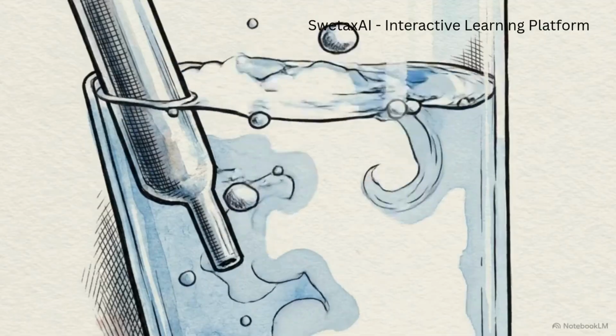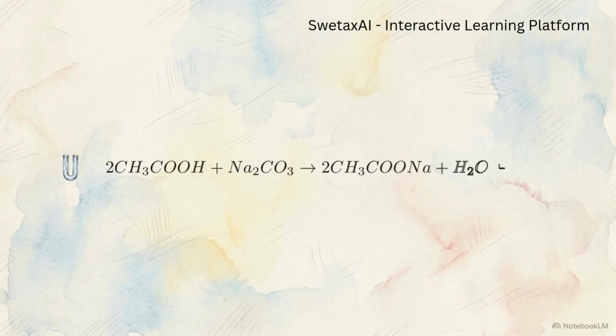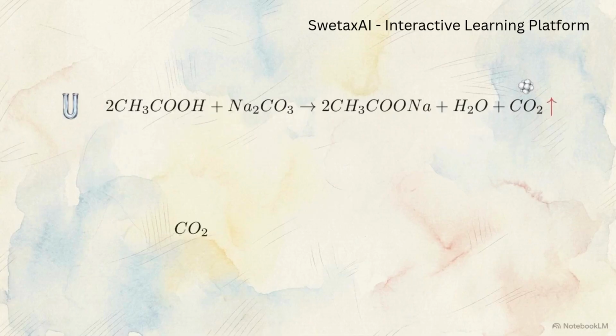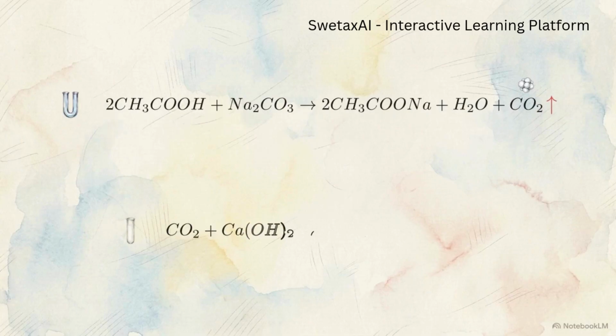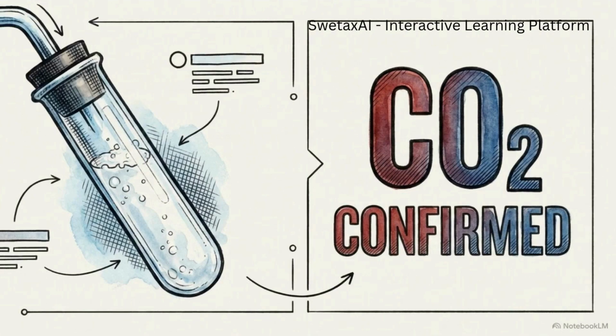Looking at the equation, ethanoic acid reacts with sodium carbonate to create sodium acetate, water, and escaping carbon dioxide. In the second tube, carbon dioxide mixes with calcium hydroxide, lime water, producing a solid calcium carbonate precipitate. That solid white precipitate suspended in the liquid is what makes the tube look milky. That distinct color change proves the gas generated in the first tube was carbon dioxide.